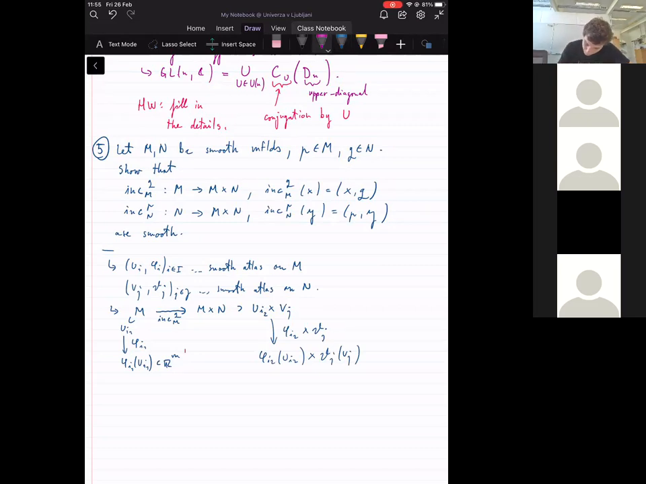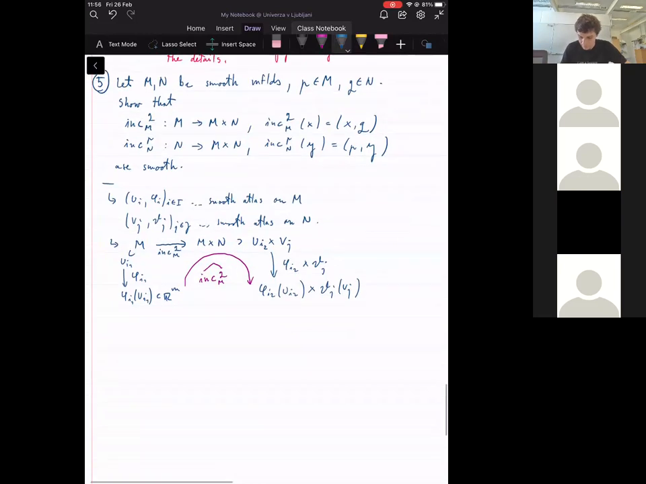And now we have to check that this map here that goes like this is smooth, right? It would be fine to denote this by ins_mq hat, right? We were writing hats before in order to denote the whole composition of maps. Okay, so we need to check that this composition is smooth.